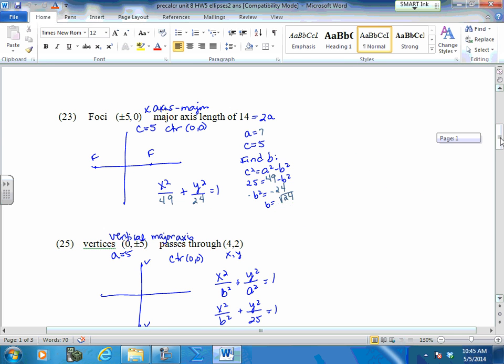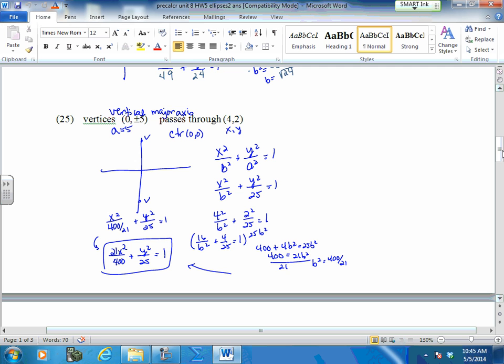Okay? All right, this one was a nice one, a little different. Your vertices are at 0, 5, 0, negative 5, so you got a y, guys. So underneath the y is that difference, 5. So start like that. You know he's got to be the larger one.